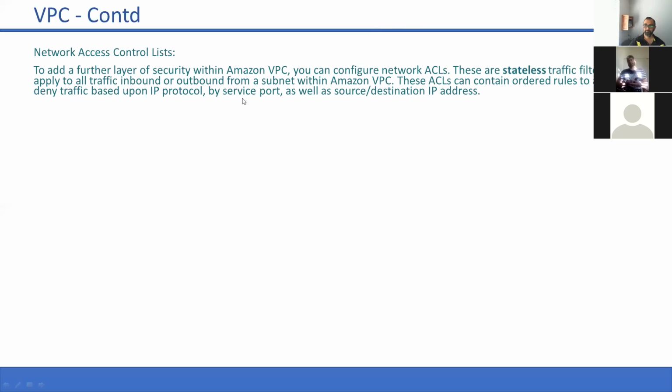So when you say network access control list, it acts at the subnet level. The network access control list acts at the subnet level, and the other one, the access control list, that acts on which level?